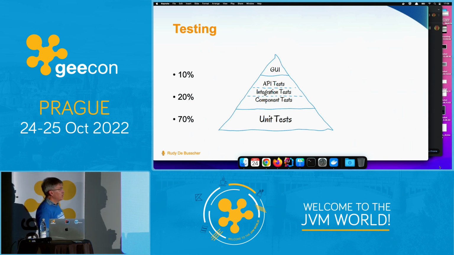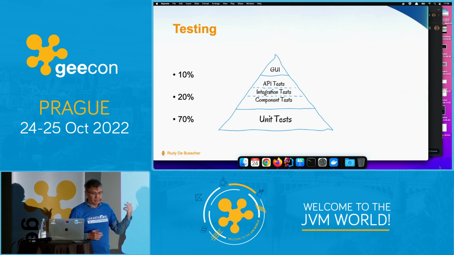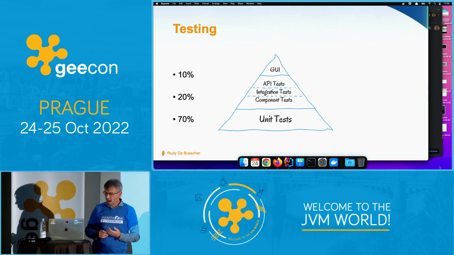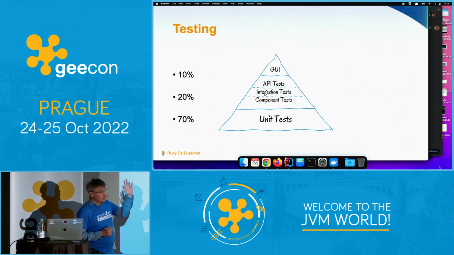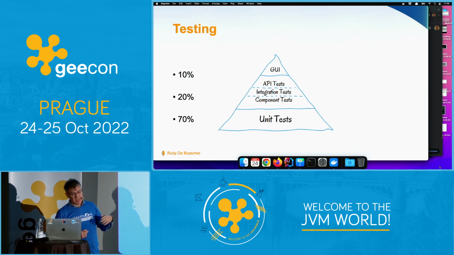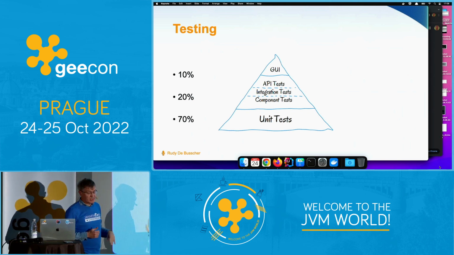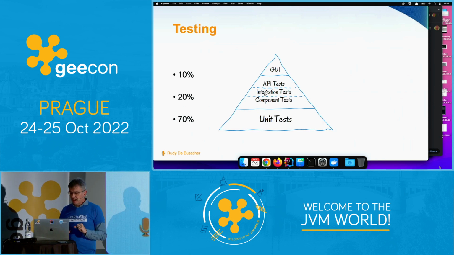You have also seen this pyramid. You have unit testing, then integration testing or component testing, API testing, whatever they call it, and then some GUI testing. Because it always becomes more difficult to test and to keep it stable, they say something like use 70% unit testing, 20% integration testing, and 10% GUI testing.